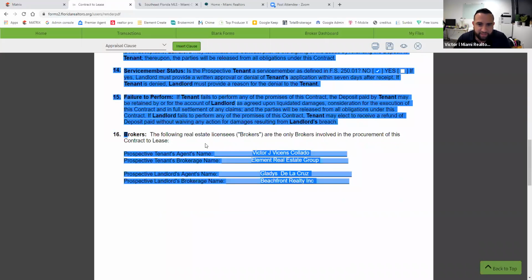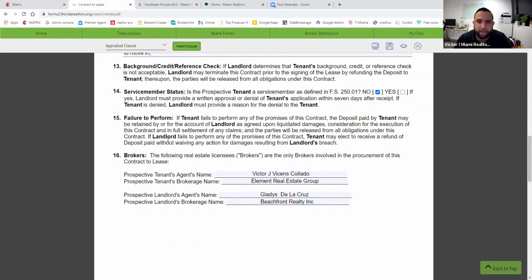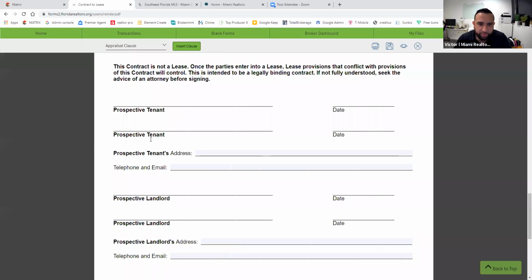Finally, here, number 16, guys, prospective tenant agent. So you would put your name, Element Real Estate Group, and in this case, you would put the listing brokerage and the listing agent's name. And finally, it's just a signature page. I don't recommend you put your client's phone and email on here. I don't like doing that because I'm going to send this offer to the listing agent, and they're going to have it anyway in the application.